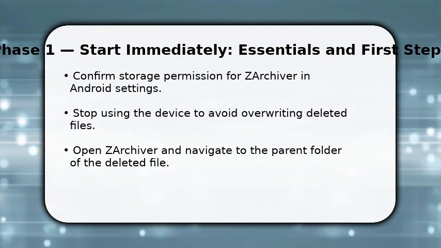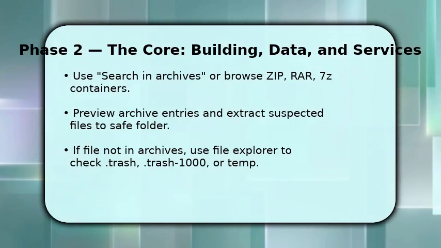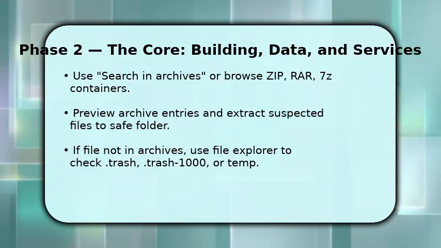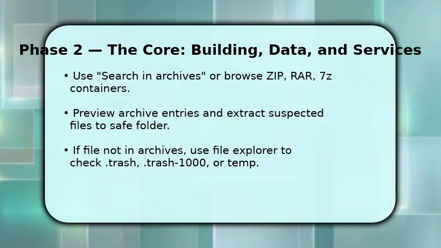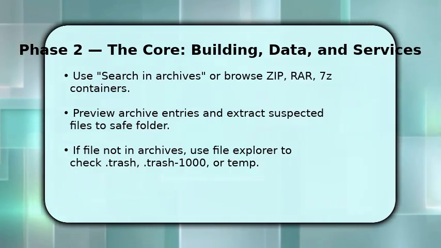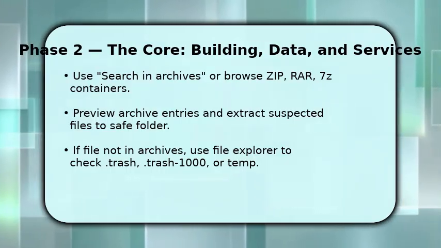Once done, use Zarchiver's Search in Archives and filter by extension. This finds files tucked inside ZIP, RAR, or 7Z containers. You should preview entries when available, because extraction of the wrong file wastes time. Extract suspected files to a separate safe folder on external storage or OTG, not back into the original location.